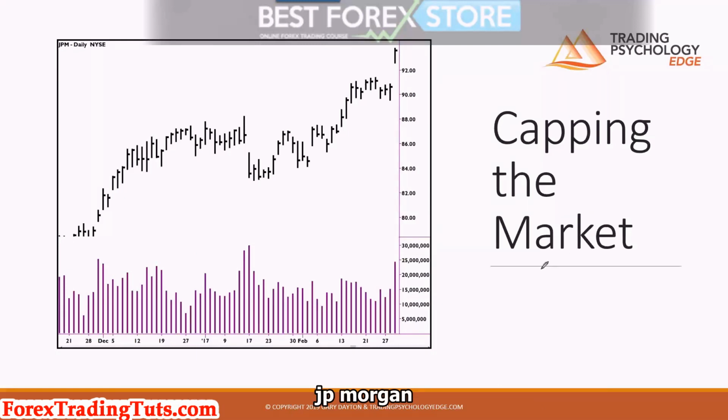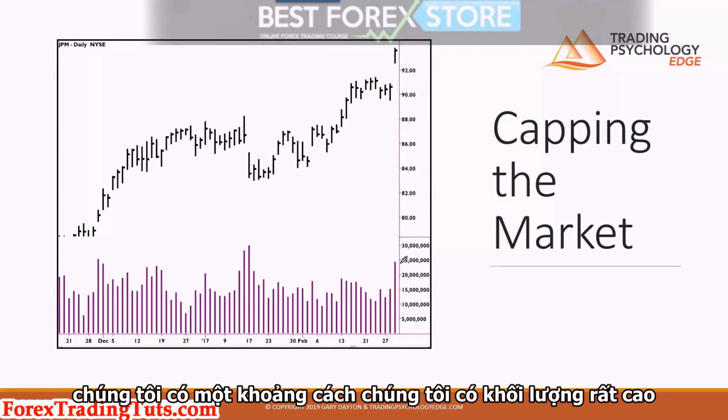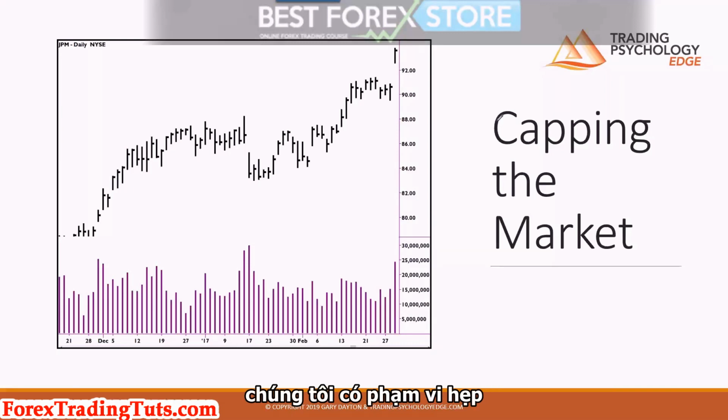This is JP Morgan. We have a gap. We have very high volume. We got narrow range.